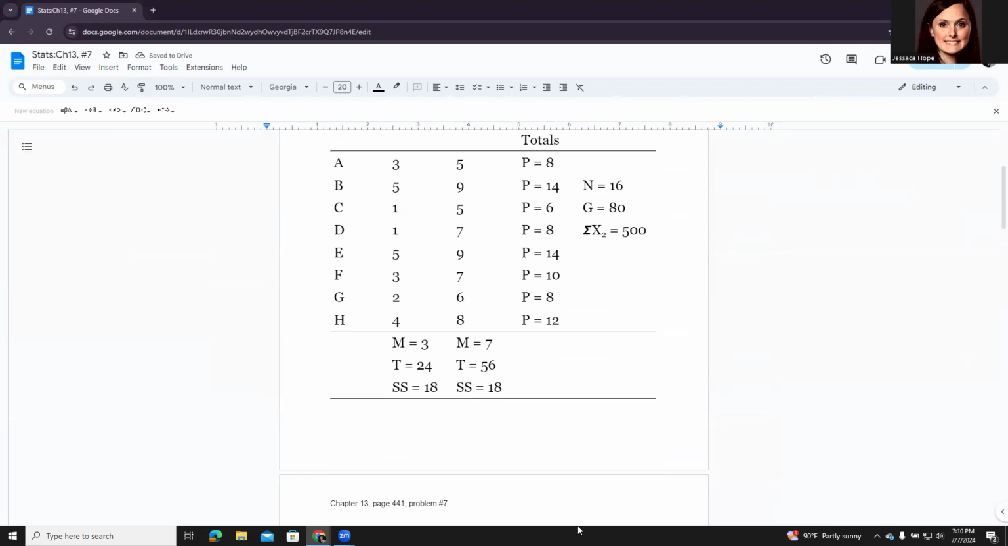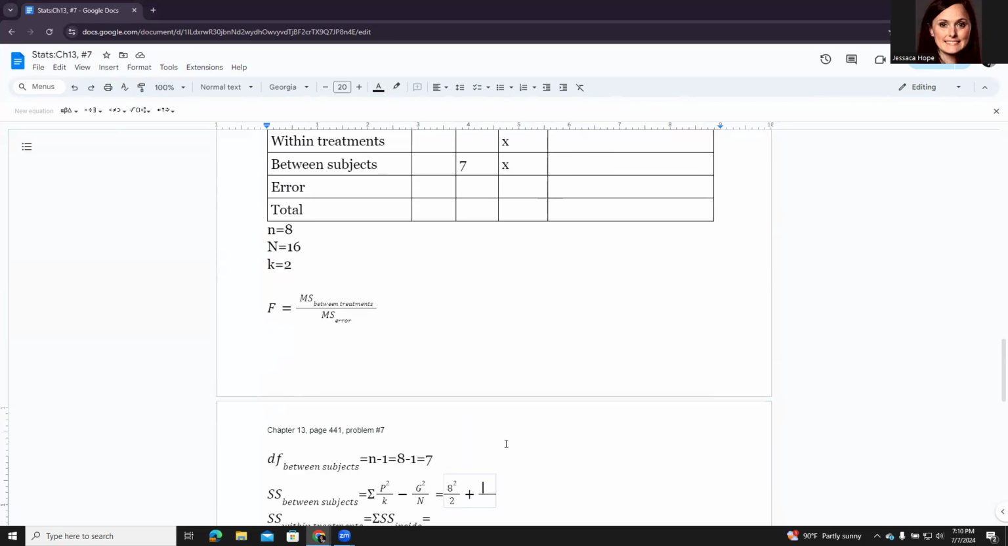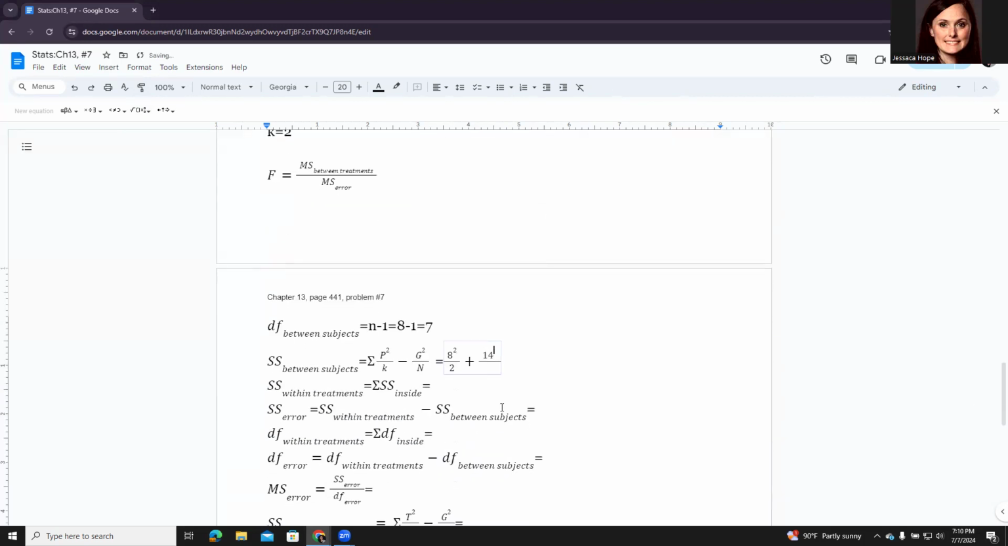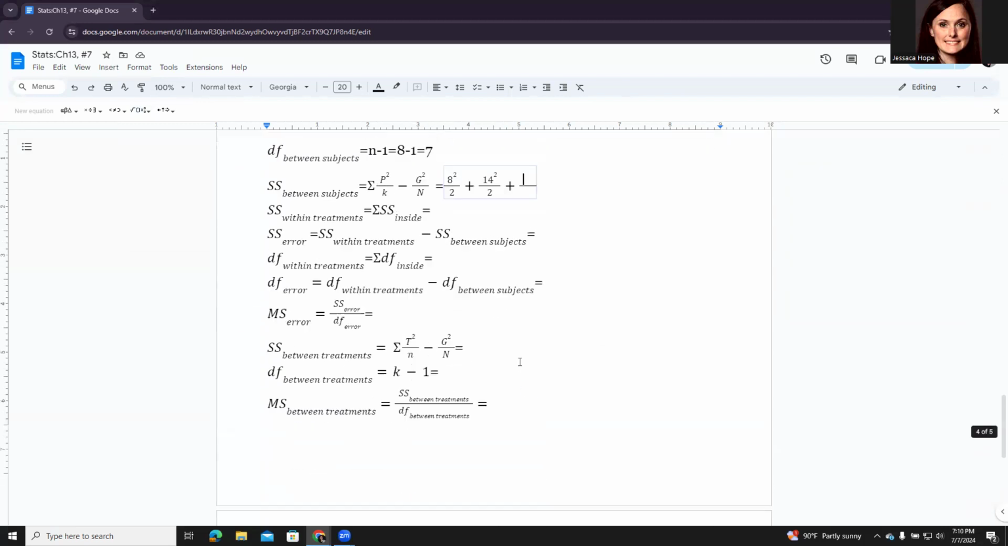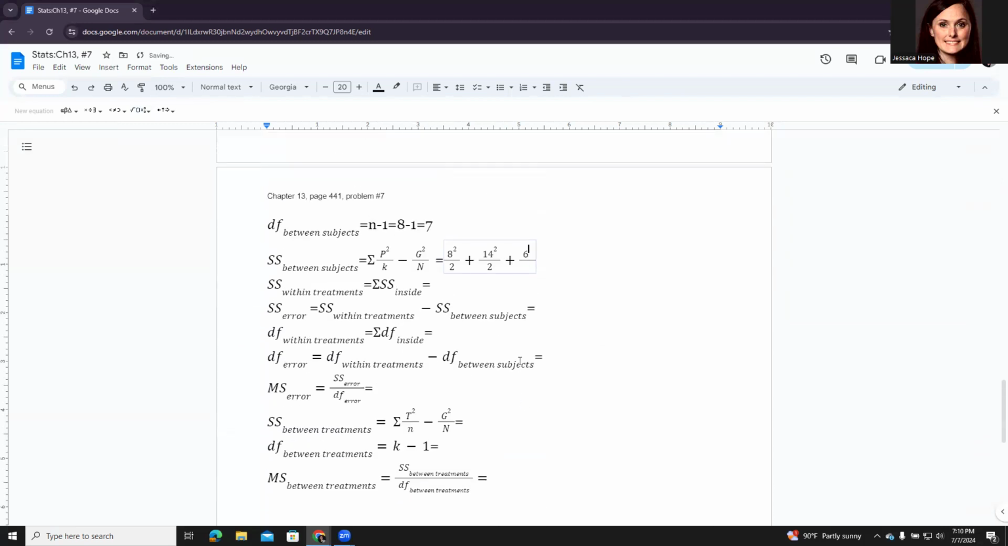And then you're just going to go to the next P, which is 14 squared over 2. Go to the next P. Six squared over 2. Go to the next P.